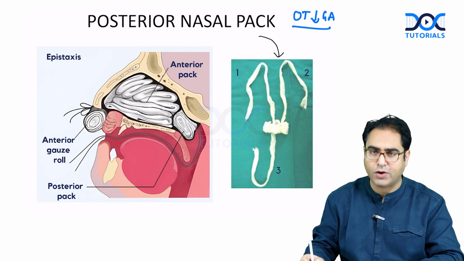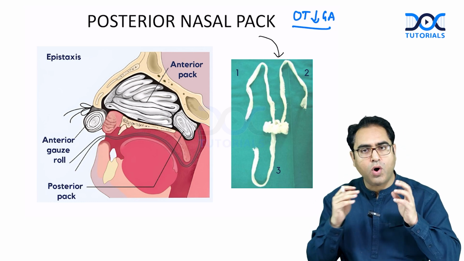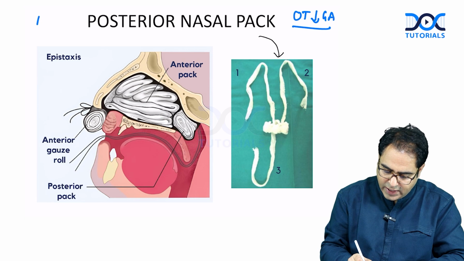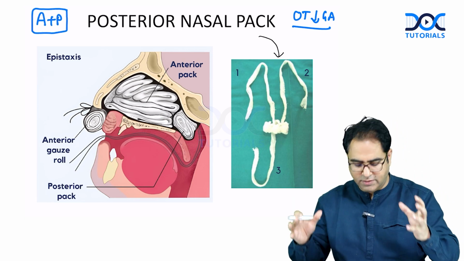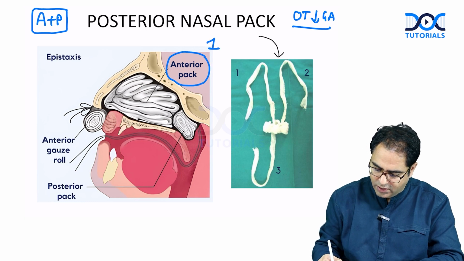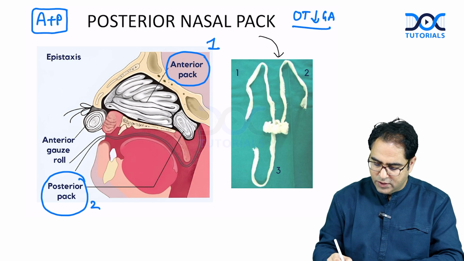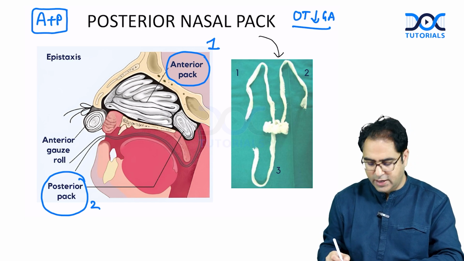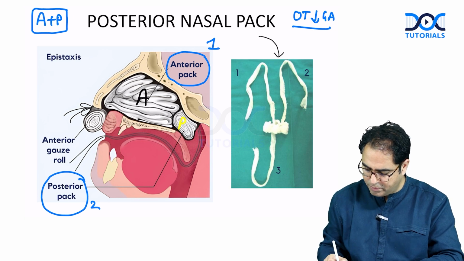It's not a very easy pack to put because you're putting a pack through the mouth and right behind the nose. And it's always placed in conjunction with the anterior pack. So you're putting the anterior pack plus the posterior pack to give pressure in all areas of the nasal cavity. My dear friend, this is the anterior nasal pack, number 1, and this is the posterior nasal pack, number 2. Okay. So this pack is always put in conjunction with the anterior pack. So this is the anterior pack and of course this is the posterior pack.